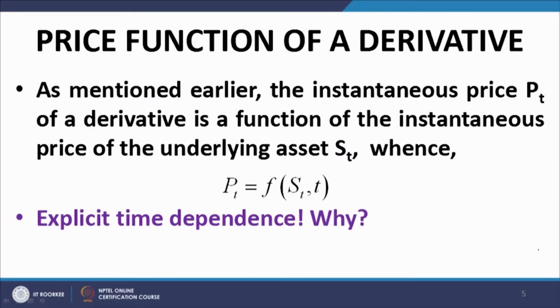As I mentioned, the very definition of a derivative is that its price function or value function is a function of the price or value of another asset, and therefore we can express the price function of a derivative in the form of this equation, where P_t is the price of the derivative at an arbitrary point in time t, and it is a function of S_t. S_t is the value or price of the underlying asset at time t, and the explicit dependence on time is also recognized. The reason for that I will come to in a minute.